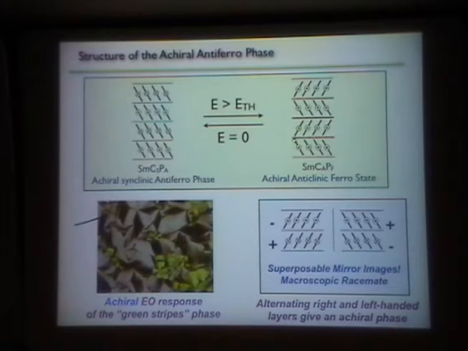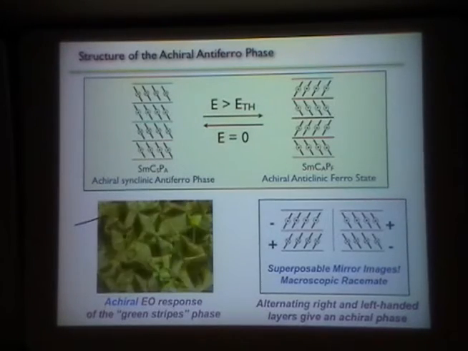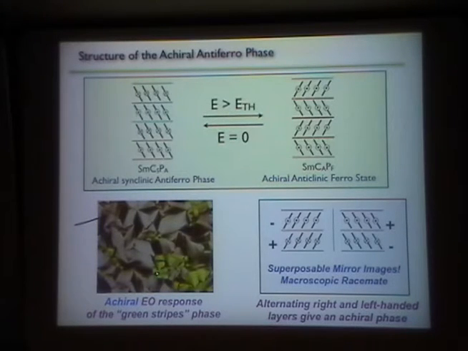Okay? And notice that the birefringence with the field on in the chiral phase is the same as the birefringence with the field off. This one is purple at zero field and green with the field on. This one is green at zero field and purple with the field on. The birefringence colors are the same because the structures are so similar, right?